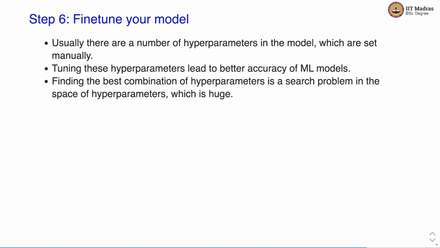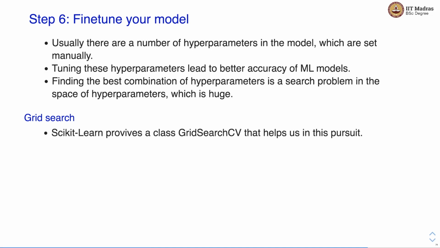However, finding the best combination of hyperparameters in a brute force manner is a challenging task. The hyperparameter space is huge, and finding the best combination is a search problem in this huge parameter space. Fortunately, we have a couple of ways in which we can perform this activity in the scikit-learn package. The first one is the grid search. We have a class GridSearchCV that helps us in finding the best combination of hyperparameters.